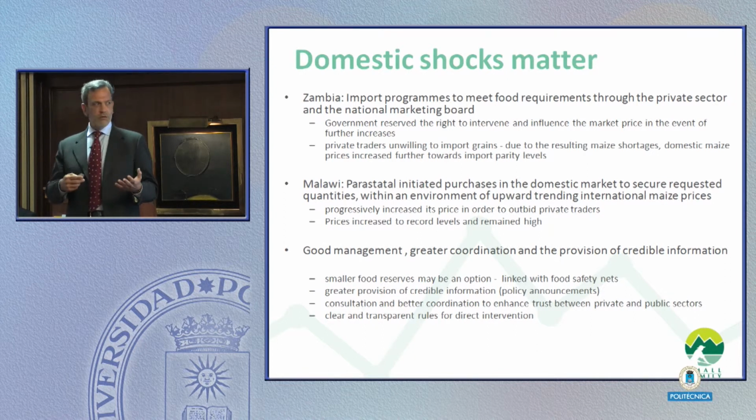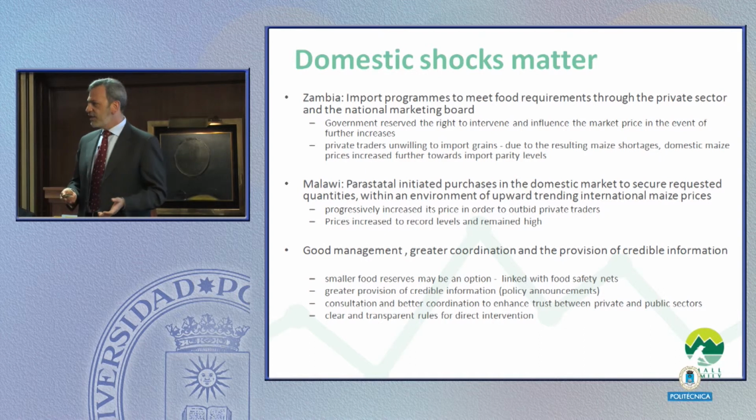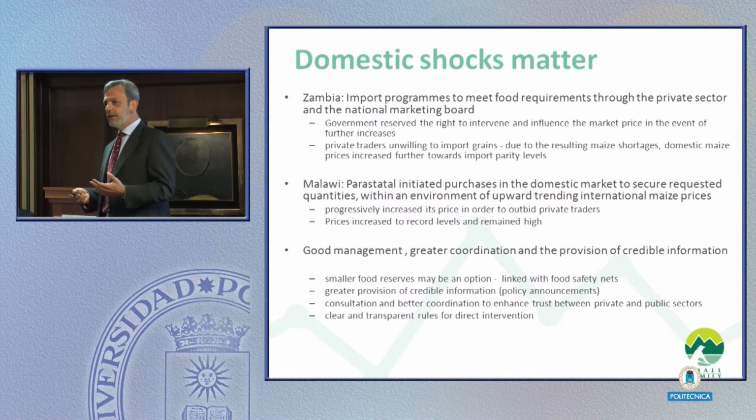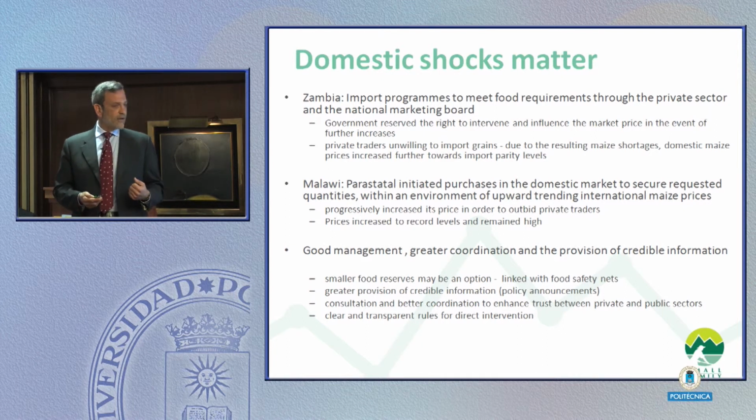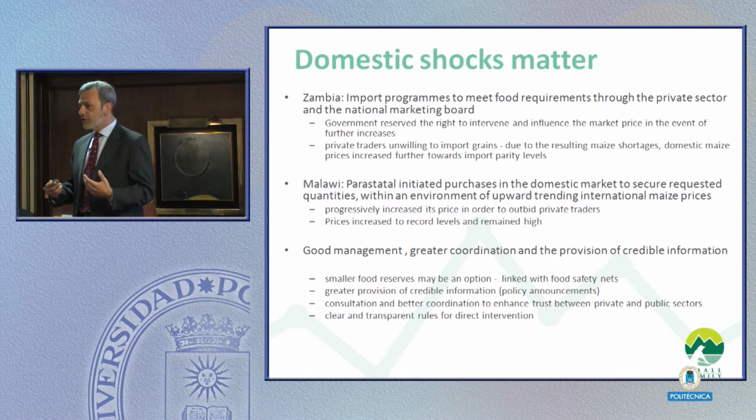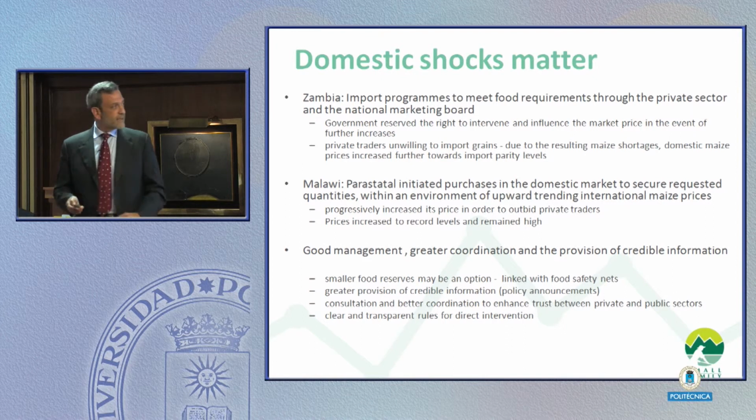So our position on stocks is that we need small strategic reserves only for emergencies, and these reserves have to be linked downstream with an early warning system, so there is a capacity to do analysis, and also with food safety nets upstream, so the food does not get into the market in order to influence the price. Of course, this presupposes that you have a good social protection system in the country, which is not always the case.